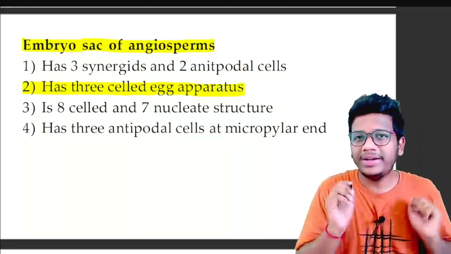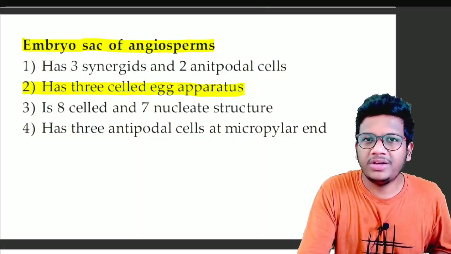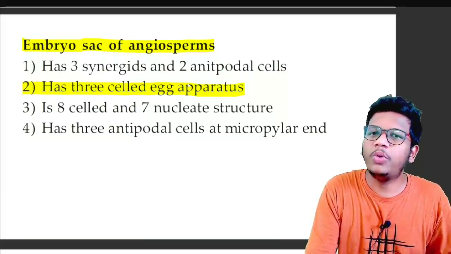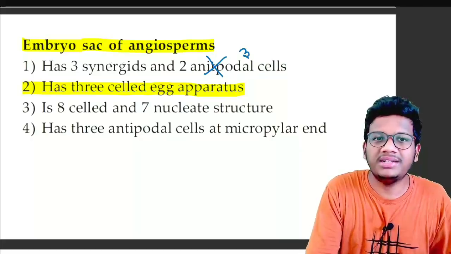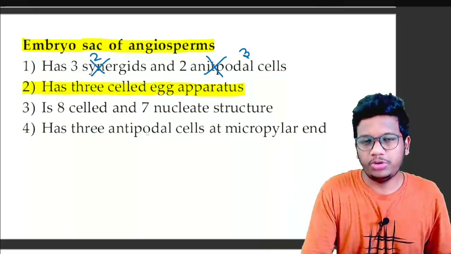Okay, so how is it 3-celled? Let's discuss. Before that, why are the others not correct? Why are the others incorrect? They have given "It has 3 synergids and 2 antipodal cells." Exactly wrong. It is having 3 antipodal cells and 2 synergids. Okay, don't get confused. Anyway, I will show you the picture.